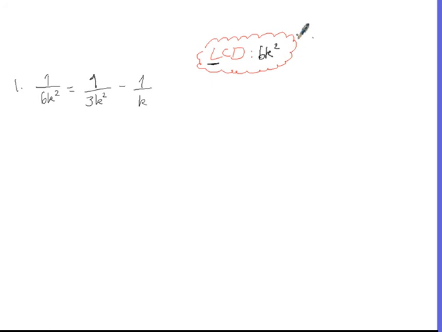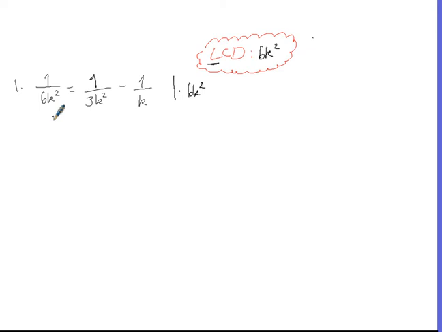Okay, so once we've identified this, you should really spend time on this, make absolutely sure that you've got the right one and that you've found the lowest possible one. Okay, and then things will go pretty smoothly. So we can multiply all fractions by 6k squared, all terms. Every single term will be multiplied by this. And let's see what happens.